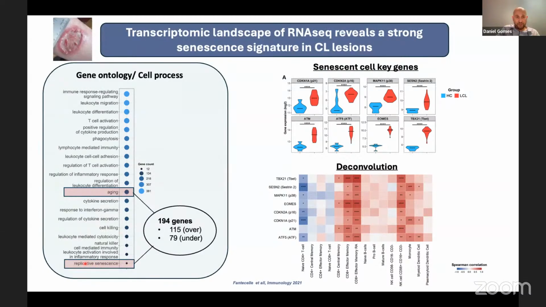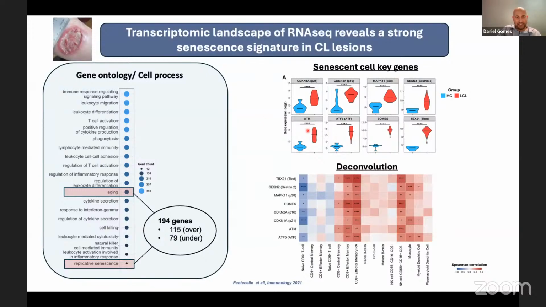Just to certify this, we took a senescence gene signature, especially genes that control the senescence process in the cell. Here we can see P21 and P16, which control the cell cycle and proliferation; P38, which controls the production of pro-inflammatory compounds; and Sestrin, which controls stress and different other processes in the cell.